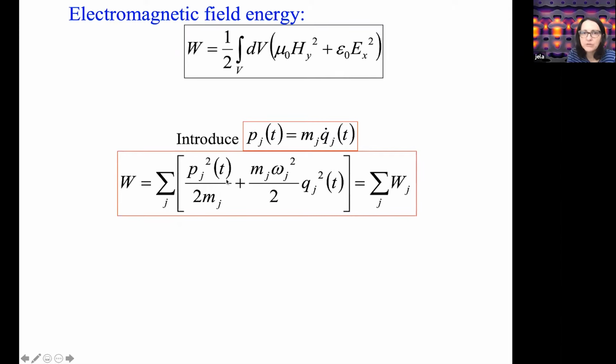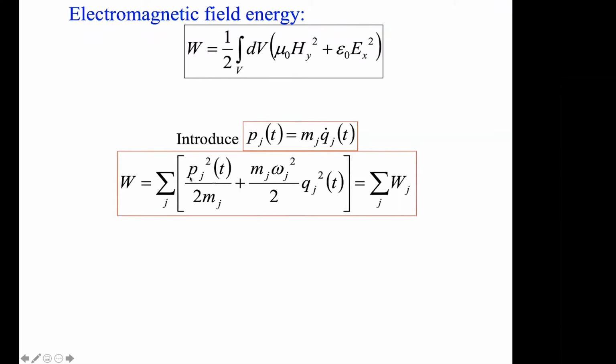Let's go back to the first term. How does this look? P squared over 2m. What's that? Looks like kinetic energy. That's kinetic energy, exactly. And the second term looks like potential energy for a harmonic oscillator, right?